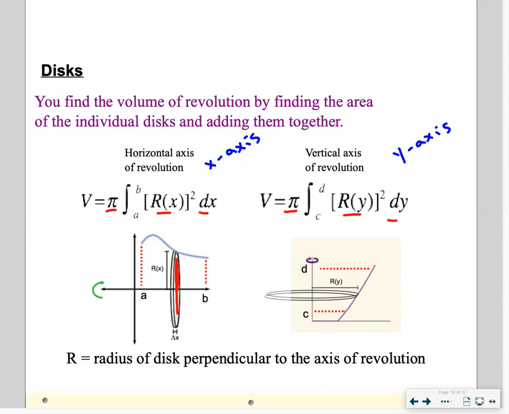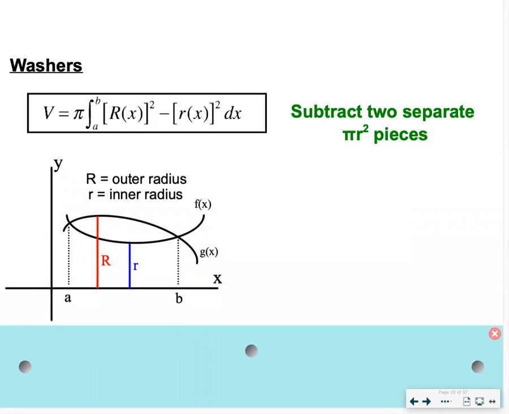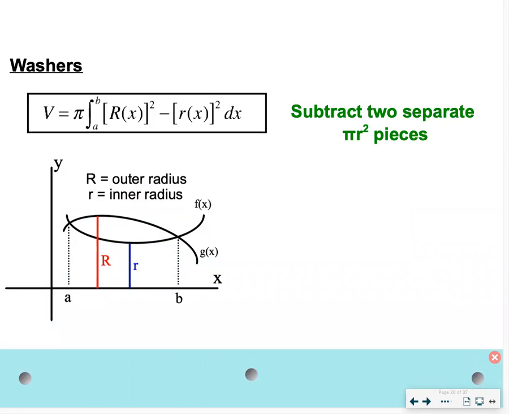All right, if you're ready, we'll flip ahead and do a couple of these. Oh yeah, forgot. We got to do washers. This is the formula for washers. This is if you have multiple curves. Yeah, so multiple curves kind of looks like that.